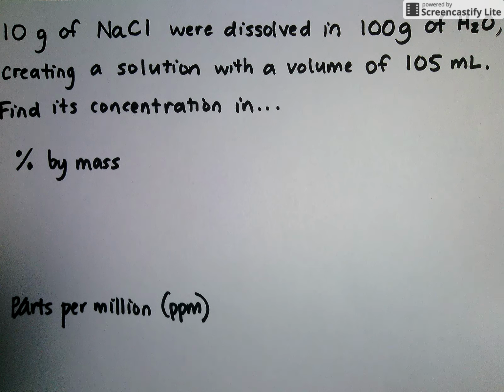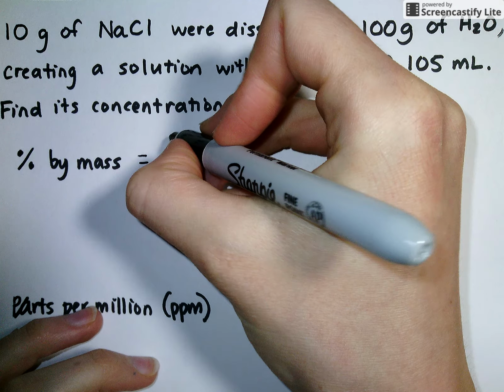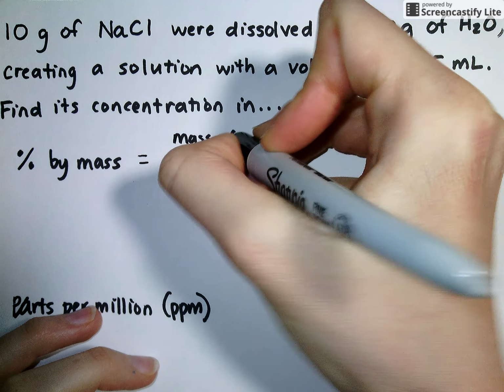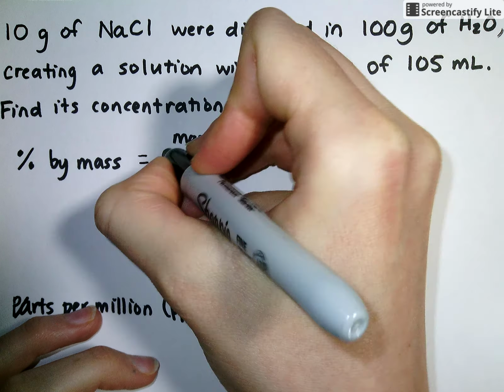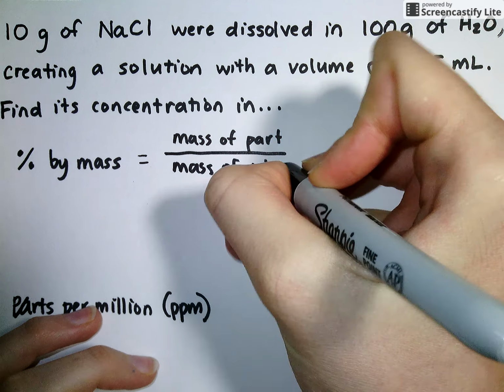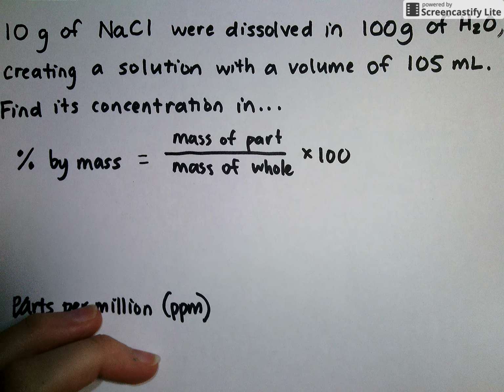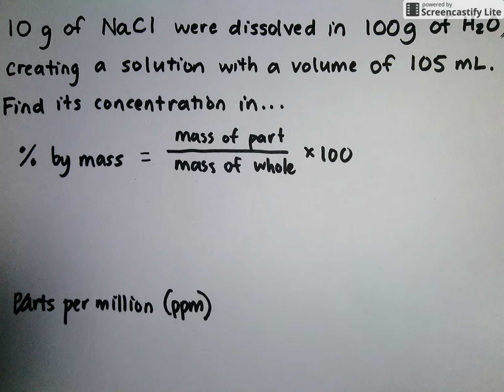So if I had finished this sentence by saying find its concentration in percent by mass of NaCl, you would want to use the percent by mass equation, which tells us the mass of the part divided by the mass of the whole times 100. That times 100 is important because it's really going to differentiate the equation from parts per million calculation.